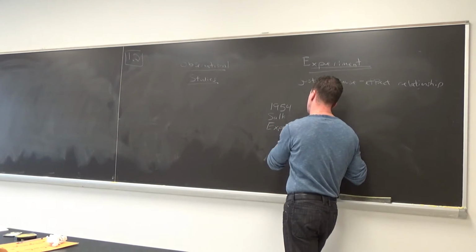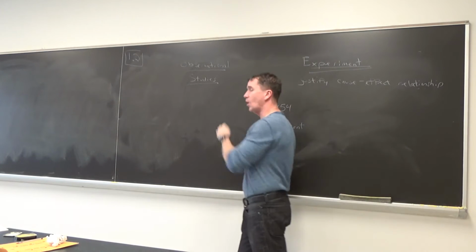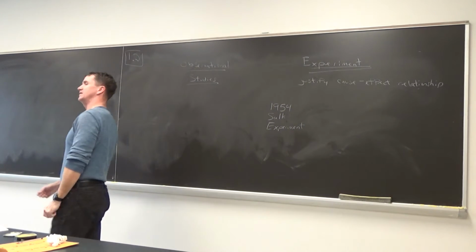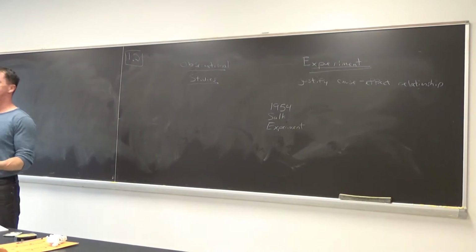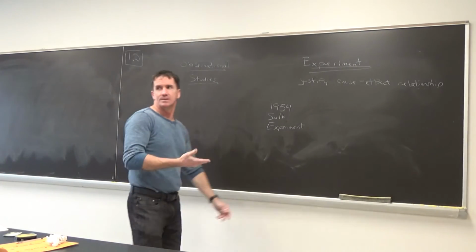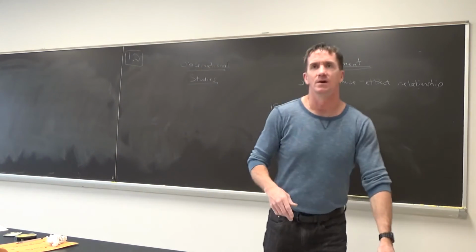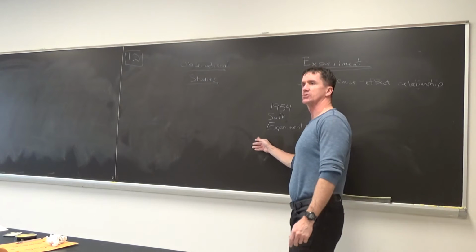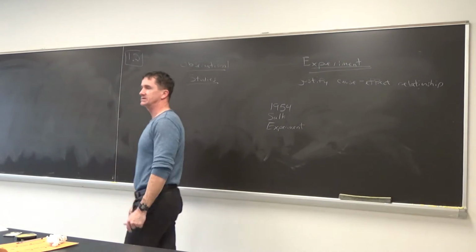Just for an example. On a test, what happened in 1954 in the Salk experiment? It's a good example of a good experiment. It had all the necessary conditions. What was going on? A lot of children were either being paralyzed or dying, actually.